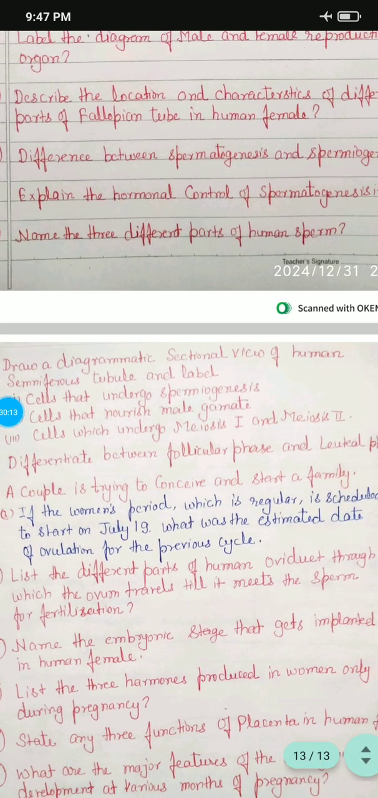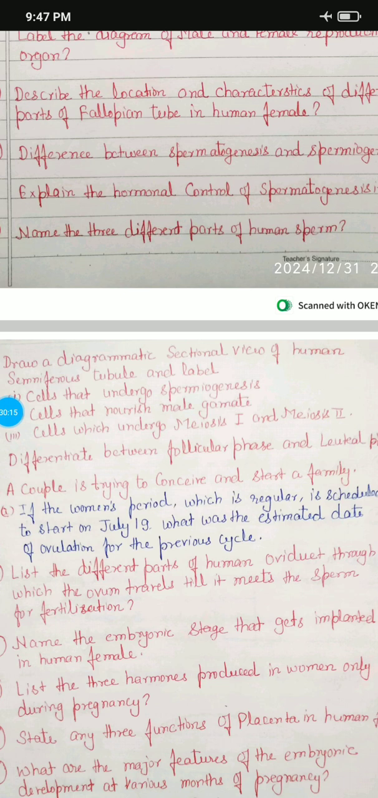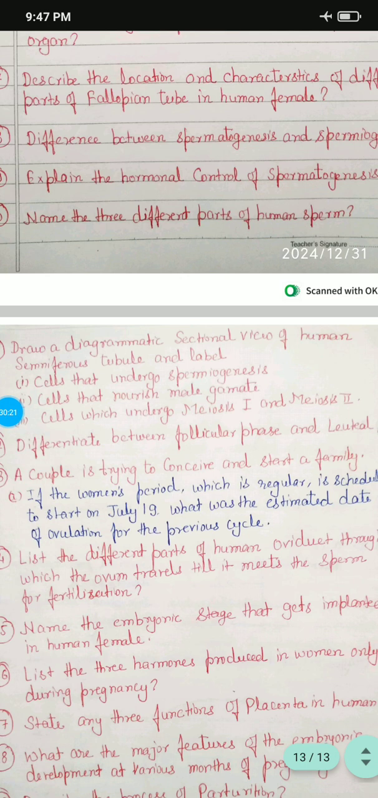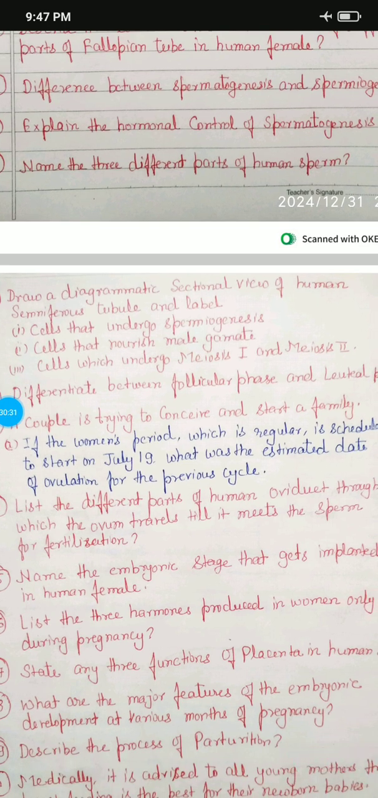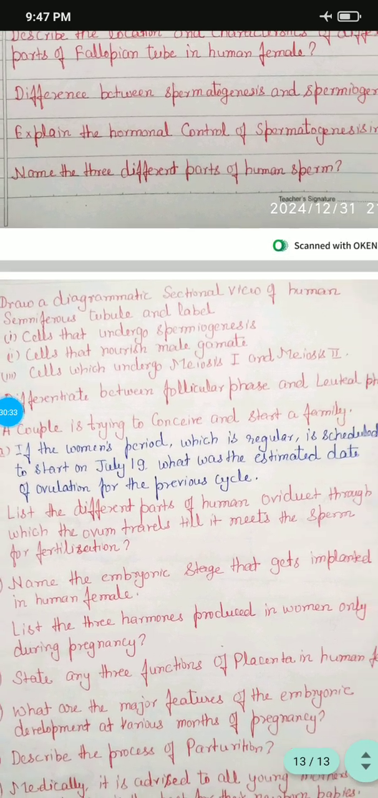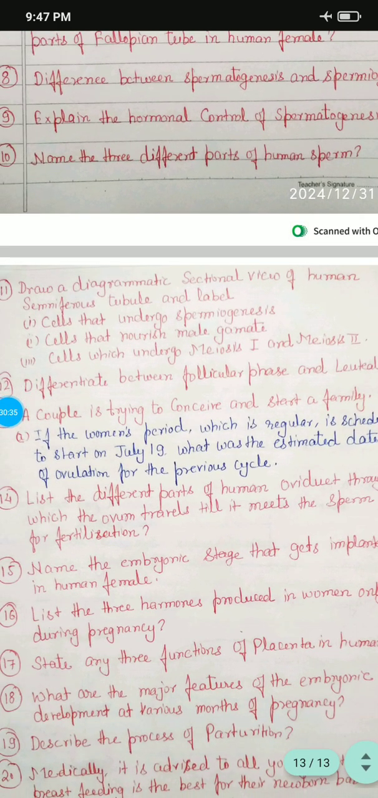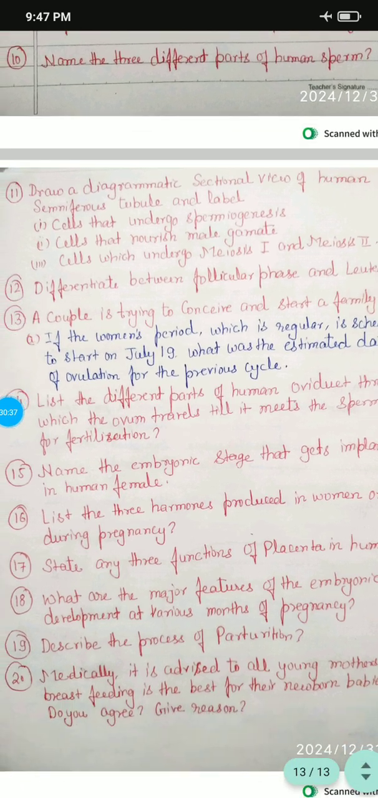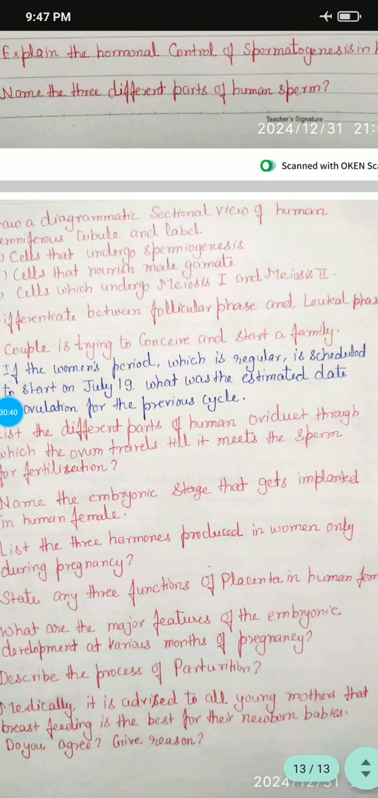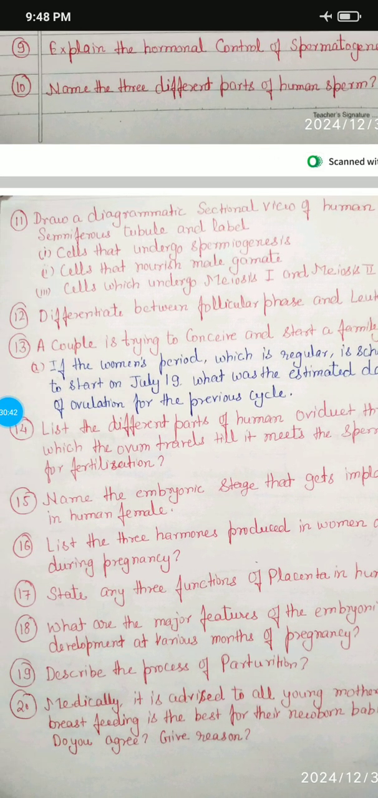One thing: if a couple is trying to conceive and start a family, and the woman's regular period is scheduled to start on July 19, what is the estimated date of ovulation for the previous cycle? So ovulation is 14 days back, July 5. List the different parts of the human oviduct through which the ovum travels and meets the sperm for fertilization. Now the 15th question: name the embryonic stage that gets implanted in the human female.